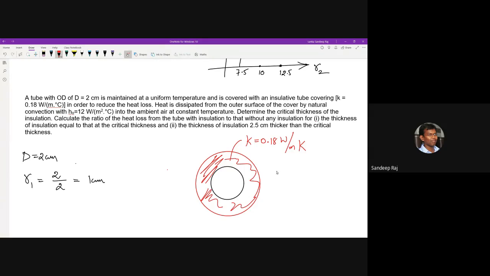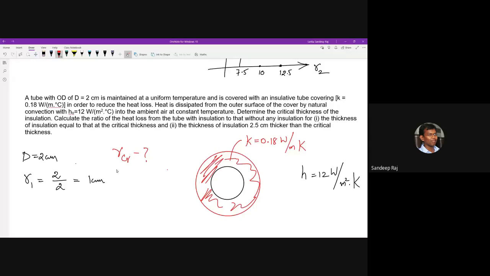In order to reduce the heat loss, okay, heat is dissipated from the outer surface of the cover by natural convection. The outside H value is given as 12 watt per meter square Kelvin into the ambient air at a constant temperature. Determine the critical thickness of insulation. So what he's asking is, he's asking you to find what is R critical. That is the first thing.